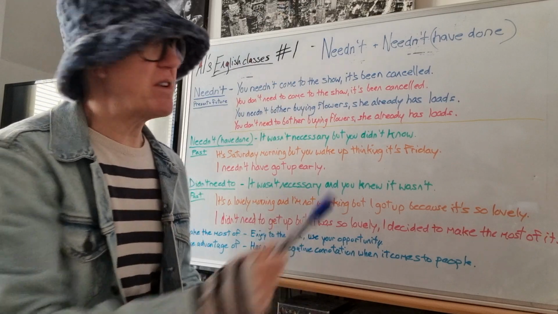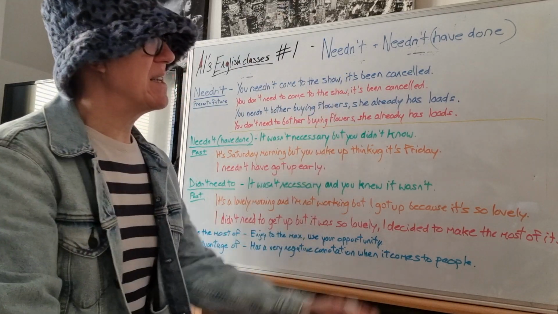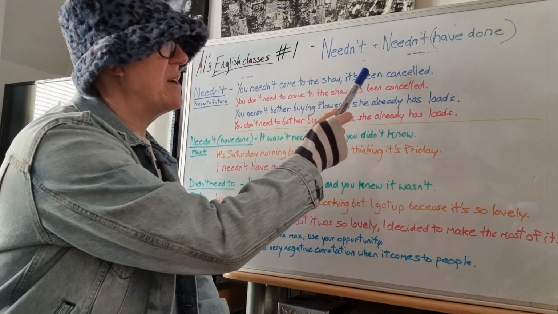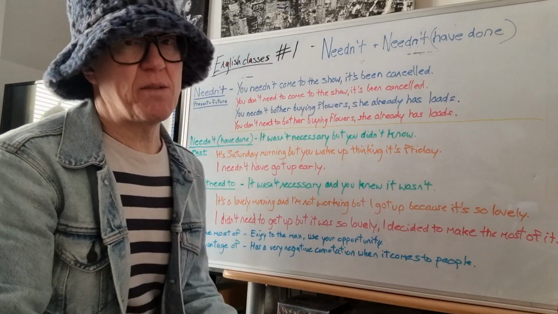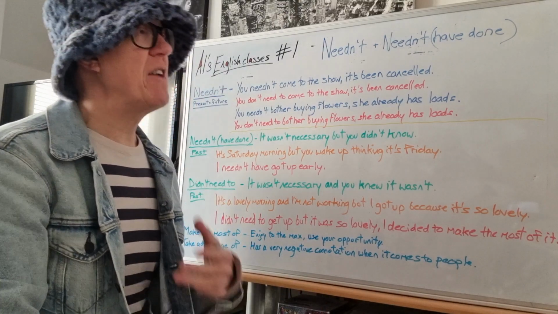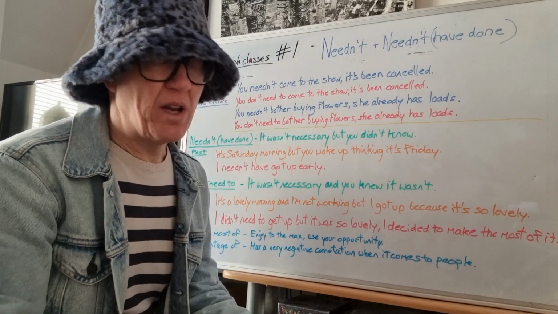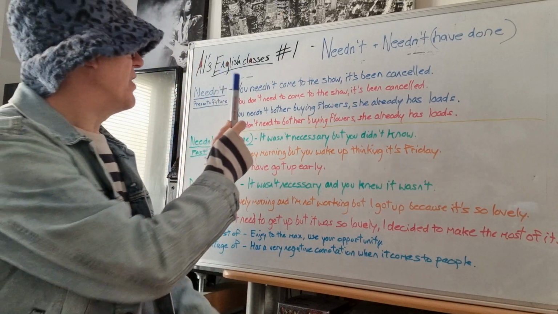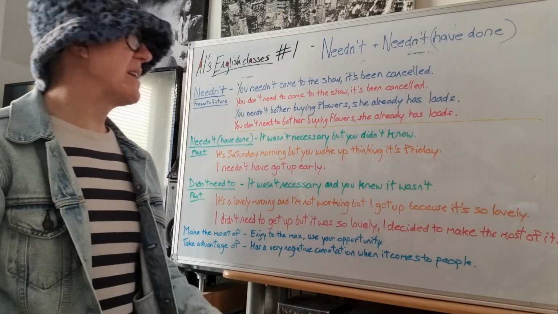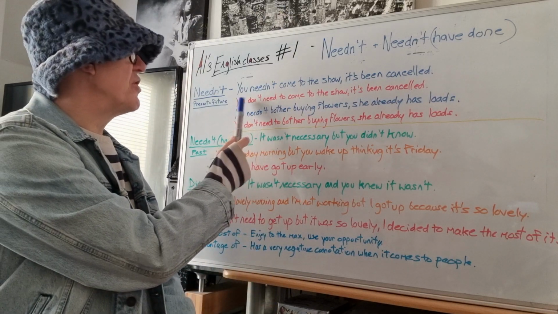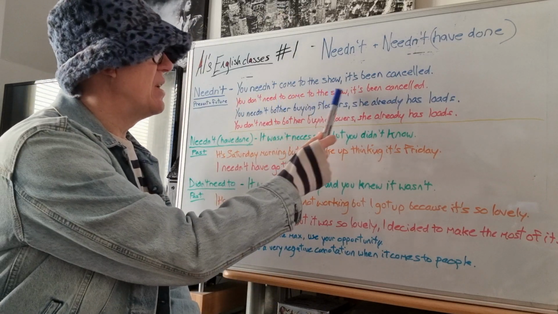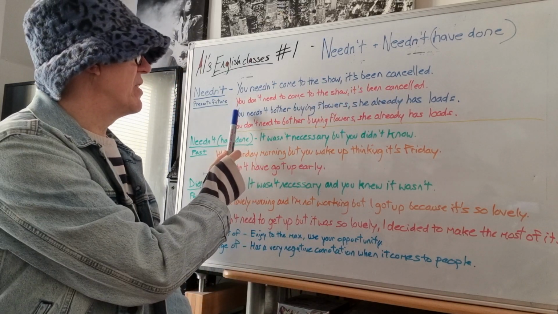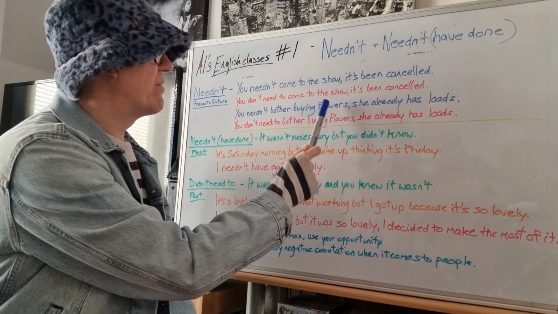By the way, if you ever see it's and you don't know if it's it is or it has, the easy way to know is if the next word is a past participle, it's it has. If it's an adjective or a noun, then it would be it is. Okay? Now, you needn't come to the show, it's been cancelled. You can also say you don't need to come to the show, it has been cancelled. Same information.